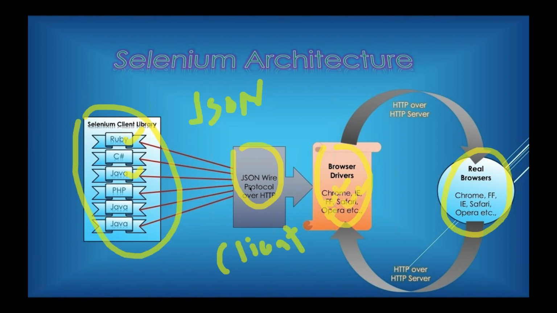Over the HTTP protocol, the JSON wire protocol, it will send the request. That request will be recognized as being for Chrome, Firefox, Safari or Opera, and the respective browser will be initialized. Once the browser is initialized, the specific HTTP command will be sent to that browser. Let's say I open google.com, then google.com will be triggered on Chrome, Firefox, IE or Safari, whatever browser you are using.